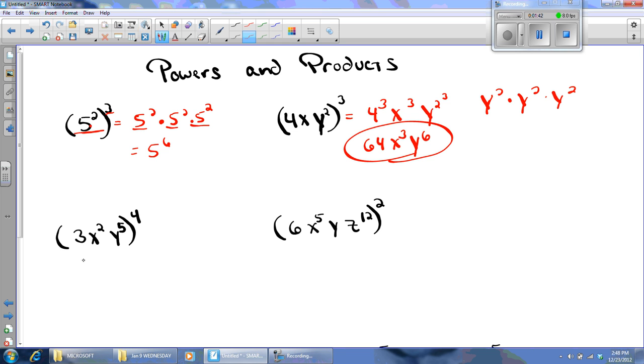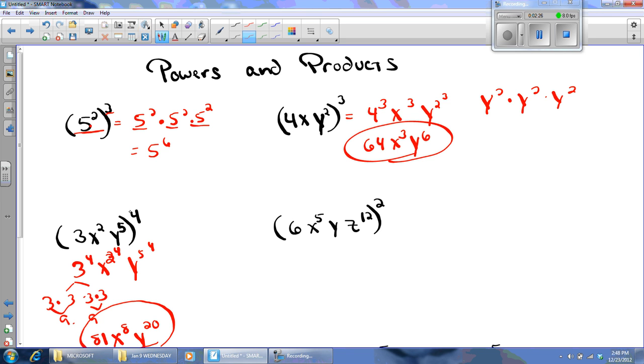How about on this one? Well, we're going to do 3 to the 4th. We're going to have x squared to the 4th. And then we're going to have y to the 5th raised to the 4th. Okay. So, this is easy because if you think about it, it's 3 times 3 times 3 times 3. Well, this is 9. That's 9. 9 times 9 is 81. This is x squared to the 4th. Well, that would be x to the 8th. And this is y to the 5th to the 4th. So that's going to be y to the 20th power. And there you go.